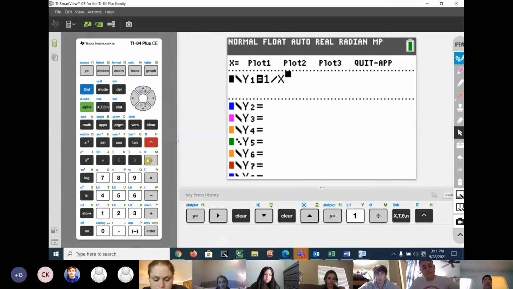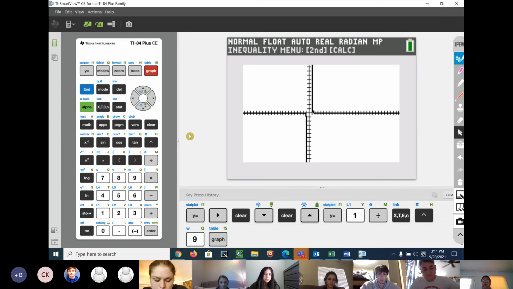X raised to the 9th power, and graph. And they want to know at -1. So I'm going to sketch this out. It looks like this, because the higher up your exponent is on the odd, it's going to be closer to the origin. So it looks like that.